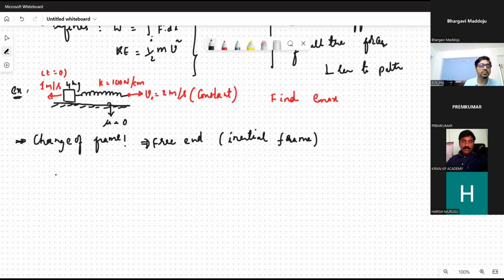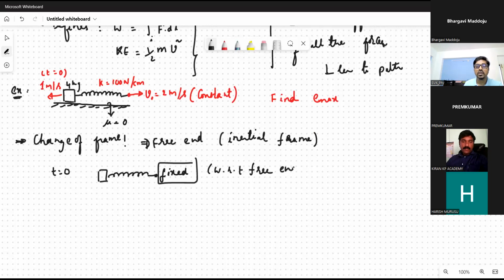So the moment you go for change of reference, at t equal to 0, the block is here, and then you have the spring. Now this free end has become fixed. This free end is not moving. So this is with respect to the free end. Everything I'm observing with respect to the free end. Now, in that case, the block will have a velocity. In the ground frame, it is already having 1 meter per second. And this free end velocity is reversed and then added to it. You will get 3 meter per second. And that is the velocity at t equal to 0.